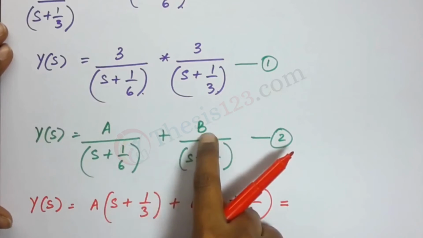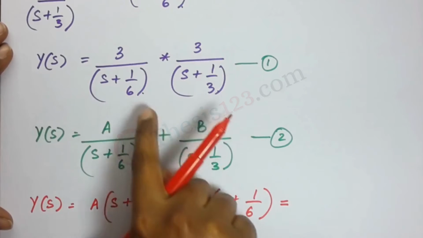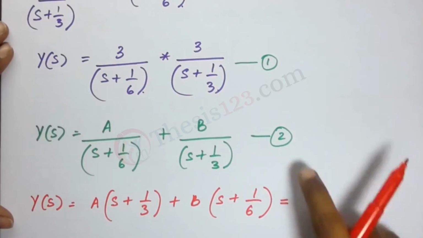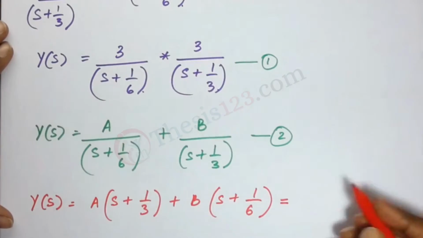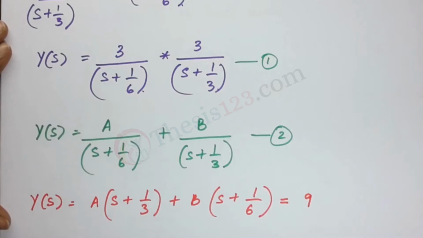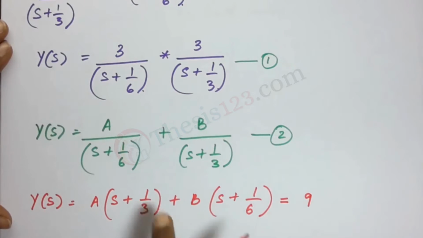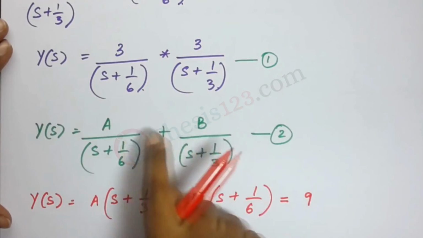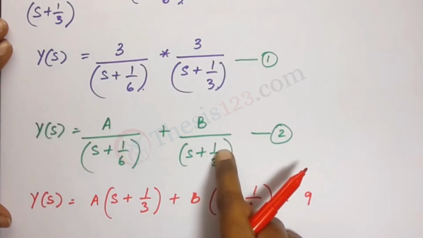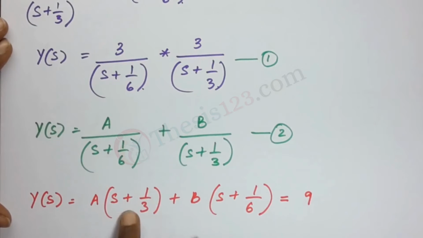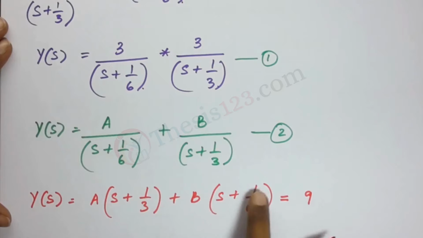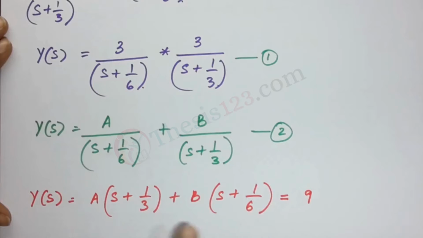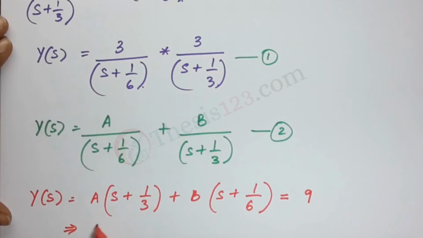So once we cross multiply, we have our numerator and then the denominator would obviously cancel out if we are equating 1 and 2. So we are left with 3 times 3, which is 9. I hope you're following what I'm doing here. We are equating 1 and 2. So if we cross multiply, in other words, we are just equating the numerators of 1 and 2. Okay? So we have a into s plus 1 by 3 plus b into s plus 1 by 6 is equal to 9. Now we open up the brackets and let's see what we get.